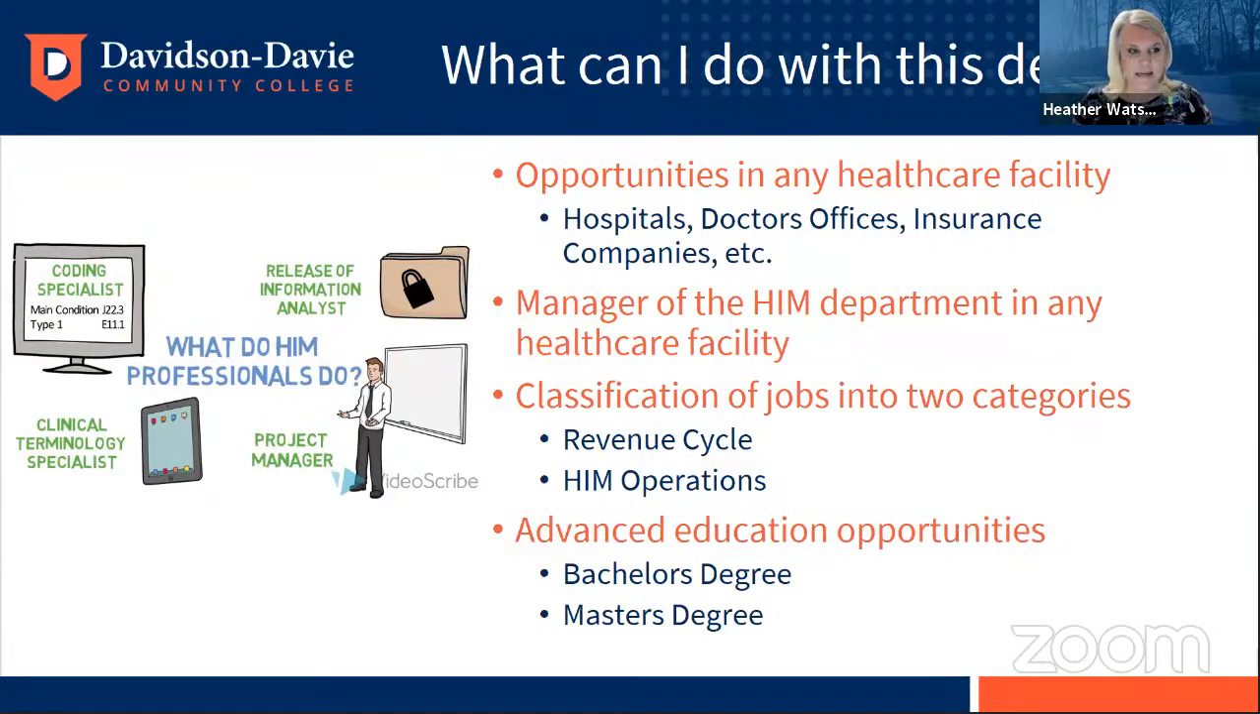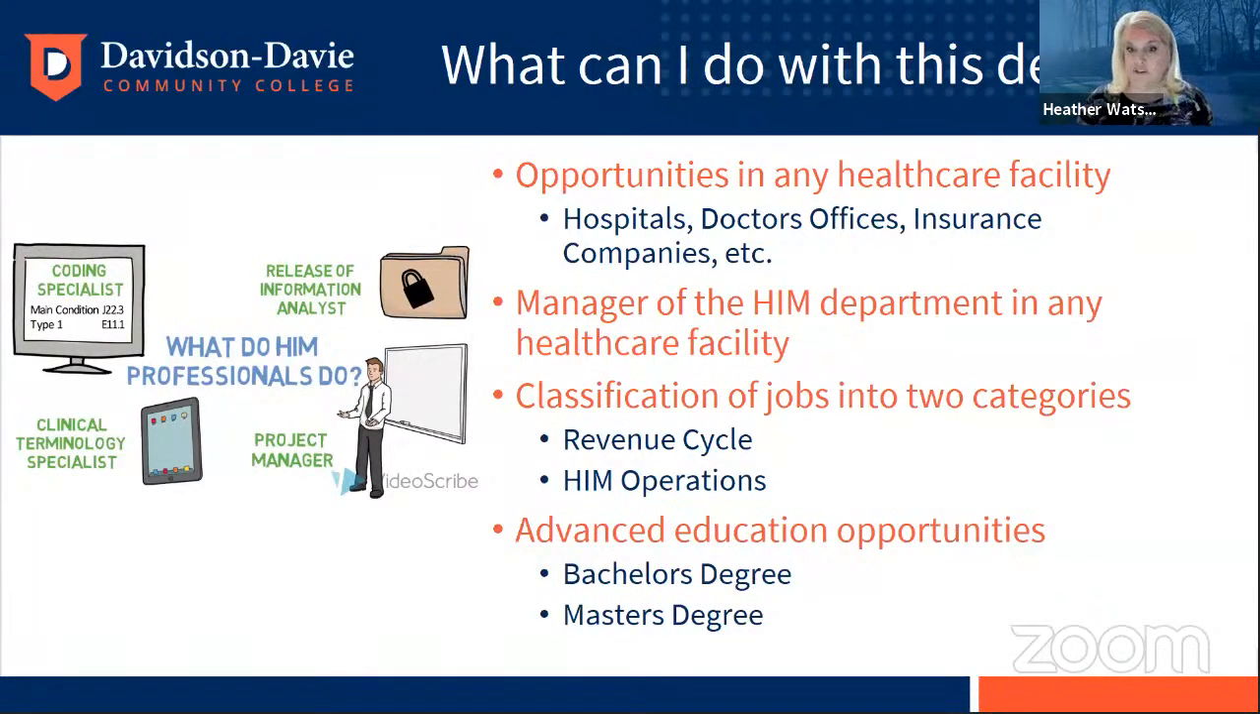So what is that? You can see over here on this little monitor, it talks about the main condition, and it has an alphanumeric code listed out beside it. So the simplest way that I can explain that is that the medical record professional, or the HIM professional, is going to read your health information from admission to discharge.